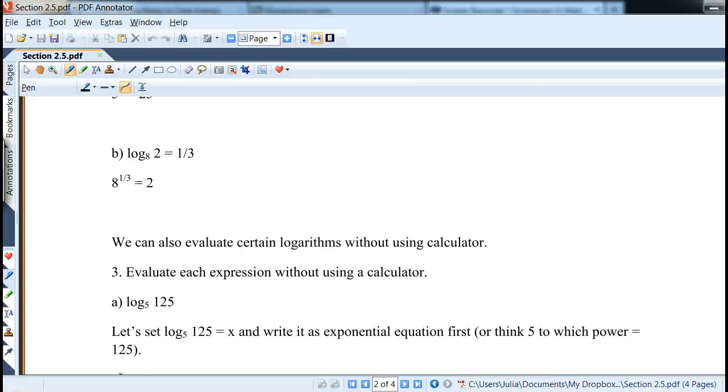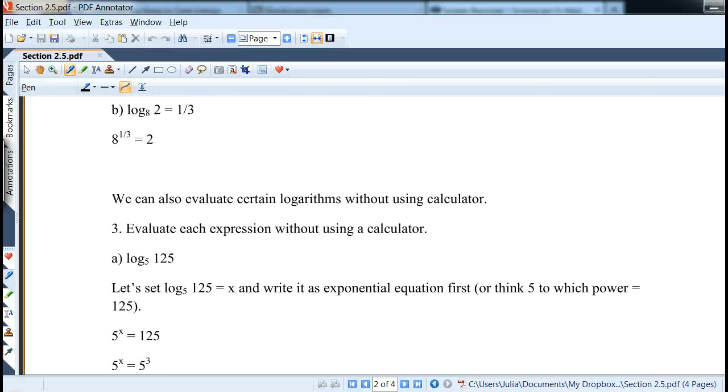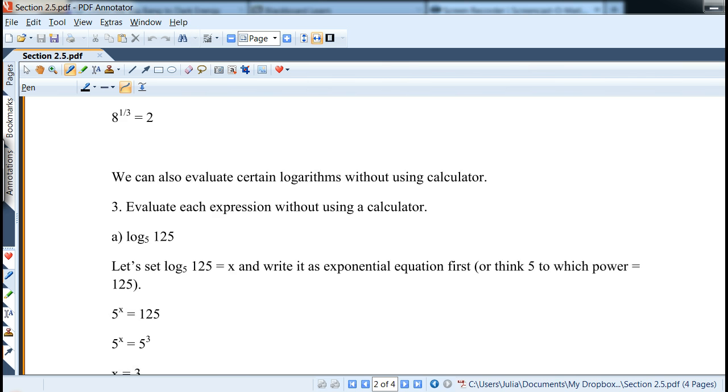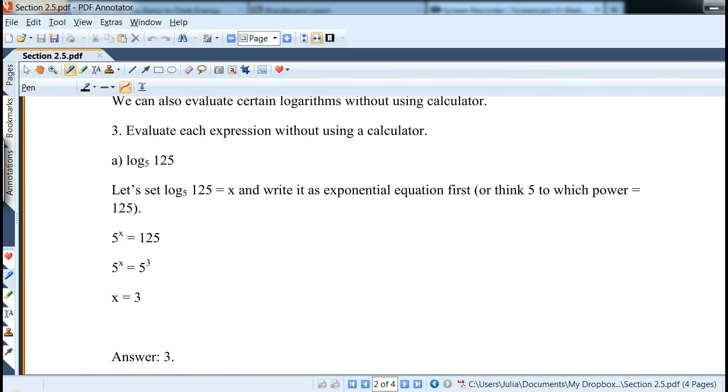But let's take a look at how I define it. Let's say you put it as x, if you want to do it as an equation, so 5 to the x power is equal to 125. Well, 5 to the power of x equals 5 to the 3rd power, so x equals 3. I'm basically justifying that the power is 3, and that's what the log is, so that's the answer.